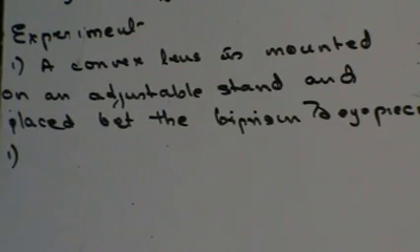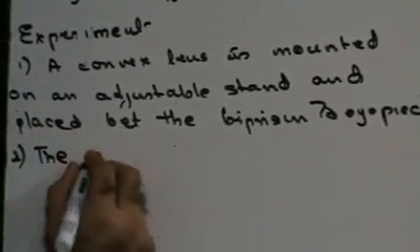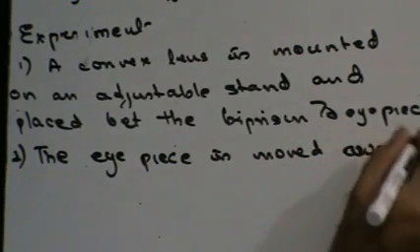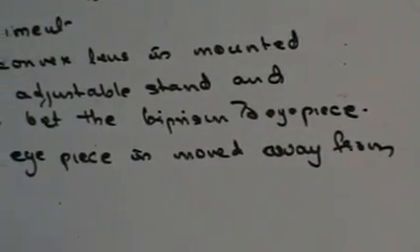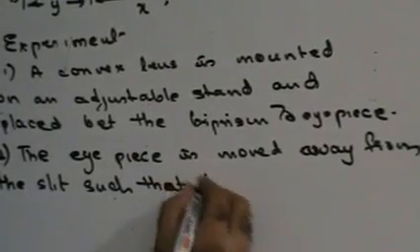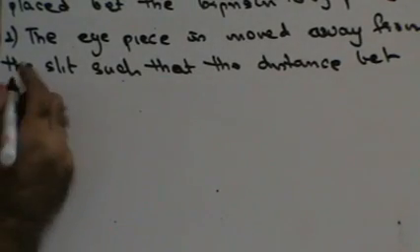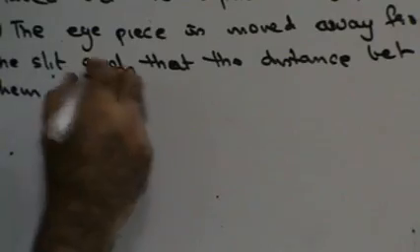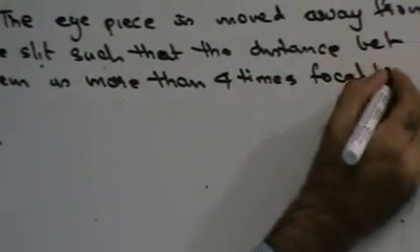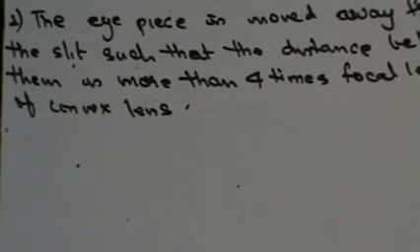Now you have to do the experiment twice. First, the eyepiece is moved away from the slit such that the distance between them is more than 4 times the focal length of the convex lens. That's the initial distance between the eyepiece and the slit, right?